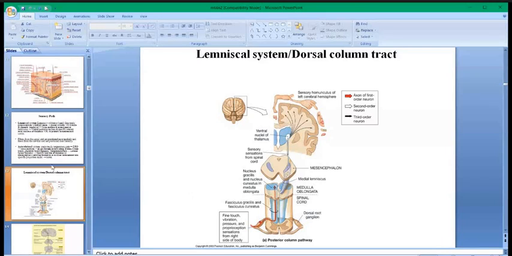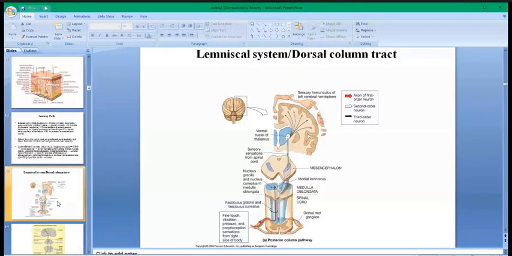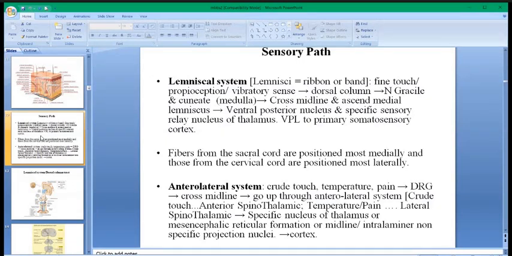So again I am going to the previous one. Now what we have told here in the lemniscal system and showed in the figure, is it clear to you all? Check. Check and then tell.